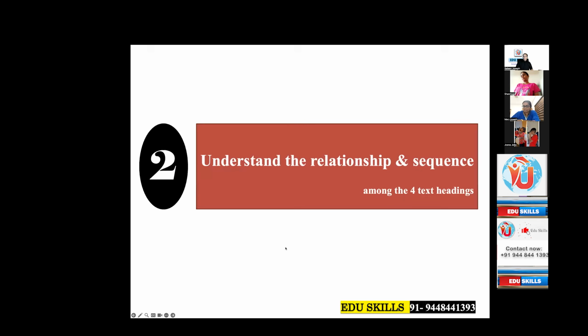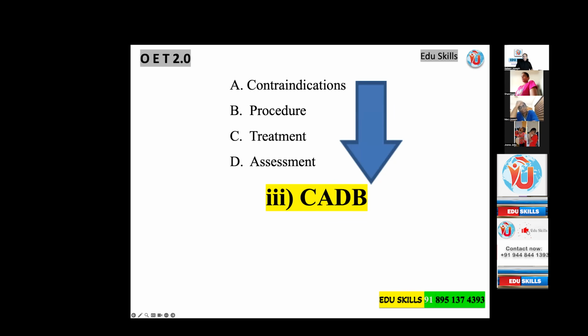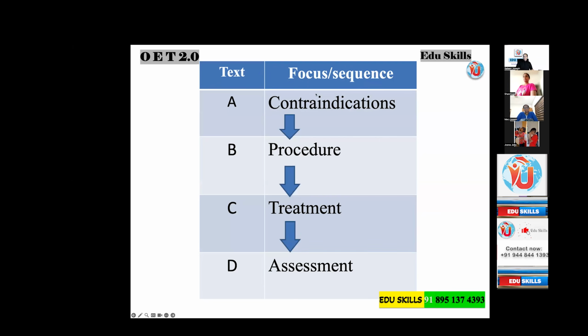Second one, understand the relationship and the sequence among the 4 texts. The 4 texts are in a sequence. Normally, there are many sequences. For example, instead of contraindications and interactions, it can be something called description or definition, diagnosis, medication, management. In some texts, instead of treatment, they will say medication. Otherwise, it can be management, whatever. But there is a sequence, a relationship between these 4 texts.